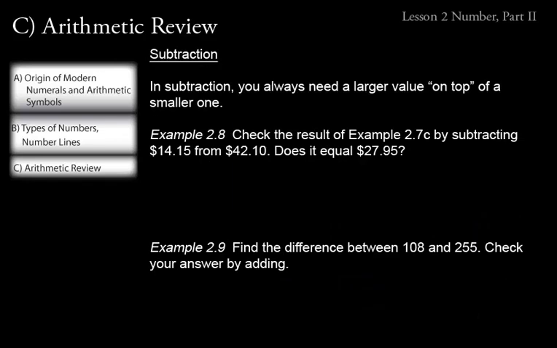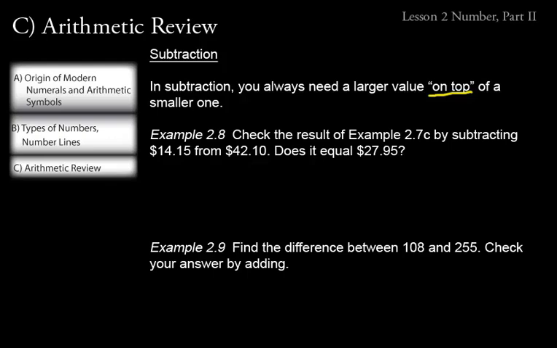$42.10. Let's do some subtraction now, and in subtraction you always need to have a larger value on top of a smaller one. That's a good thing to remember. So example 2.8, let's check the result of example 2.7c by subtracting 14.15 from 42.10. Does that equal 27.95? Remember, subtraction should undo addition.